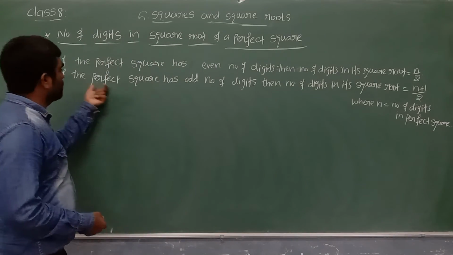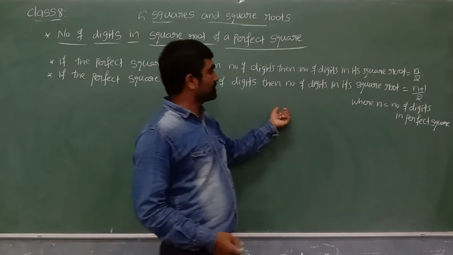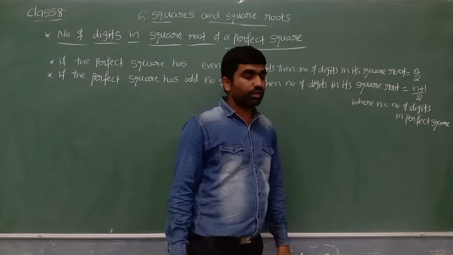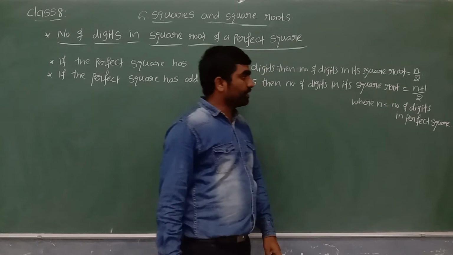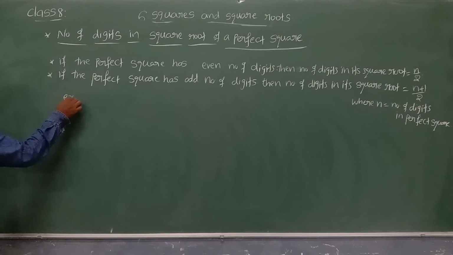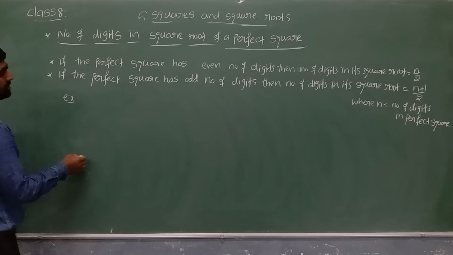At the same time, if the perfect square has an odd number of digits, then the number of digits in the square root is equal to (n plus 1) by 2, where n is nothing but the number of digits in the perfect square. Let me show you some examples here, to see what is the actual meaning of this.